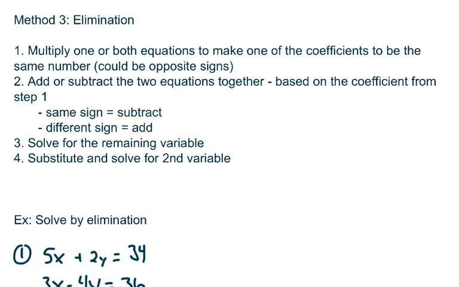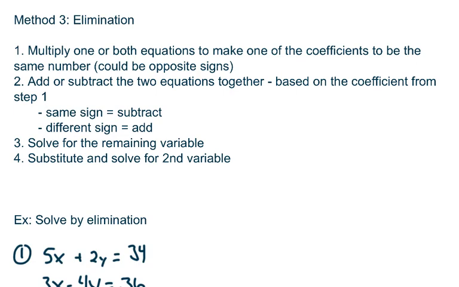Method number 3 is the elimination method. This is the method that I like the most. I think it's the fastest. I think it's the easiest. When we get to 3 variable systems, I'm not going to show you the elimination method, because the elimination method in 3 variables is a pain. It's a long process. It's a tedious process. Substitution, I think, works a lot easier. So we'll focus on substitution when we get to 3 variable systems in the next video.